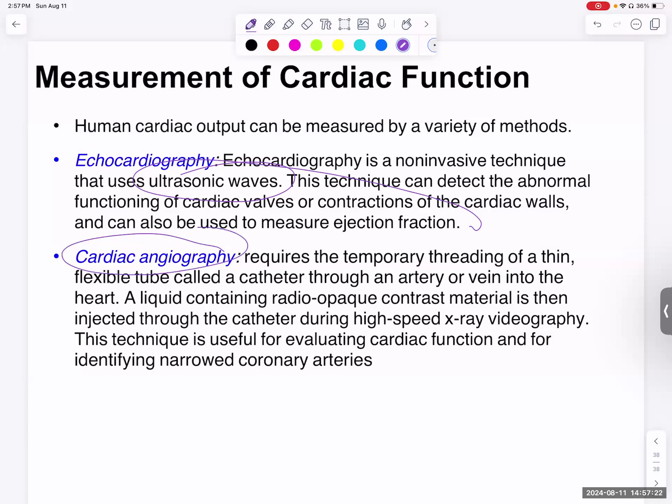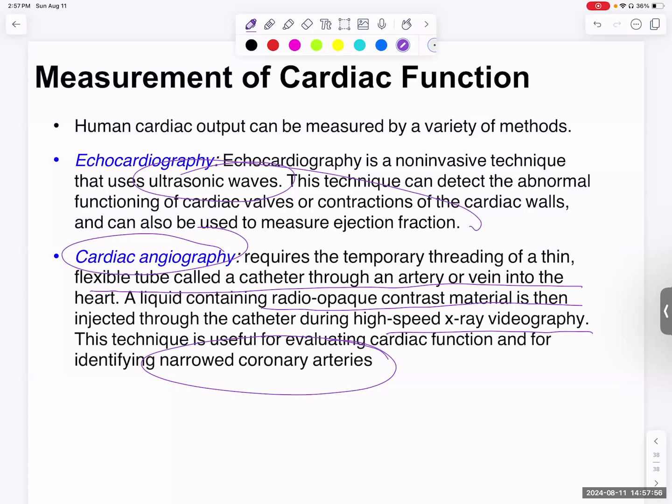Cardiac angiography gets more invasive. It's where you thread a flexible tube through an artery or a vein into the heart, and you put this kind of radioactive dye in there, and you have high-speed X-ray videography, and you can track blood flow. And so this can look at blood flow through coronary arteries and look at cardiac function. So these are normal tests.